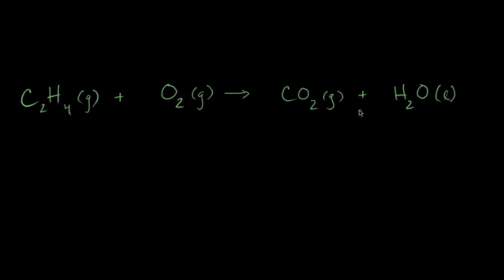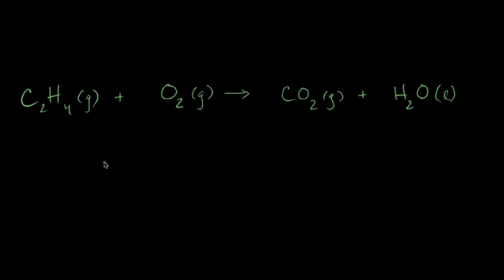But now let's think about how do we balance this thing. Let's make sure we have the same number of each atom on both sides. And when you see something more complicated like this, where I have oxygen in two different molecules, and a lot of these molecules have multiple elements in them, it might be very daunting. Where do I start? And this is where the art of balancing chemical equations starts to come into play.